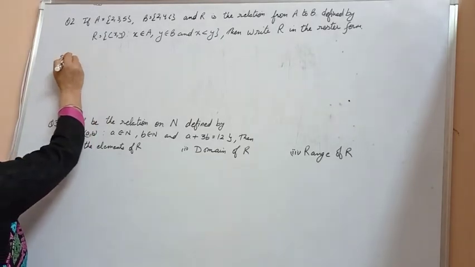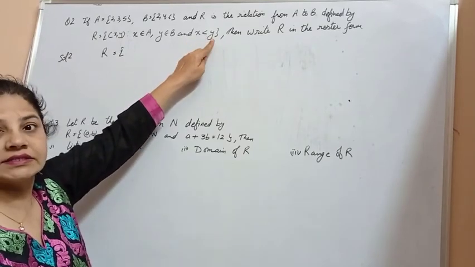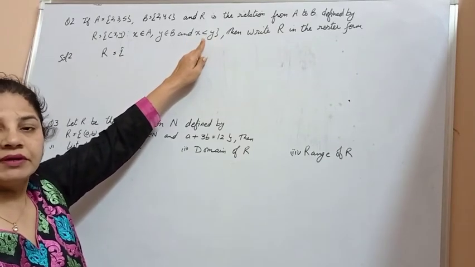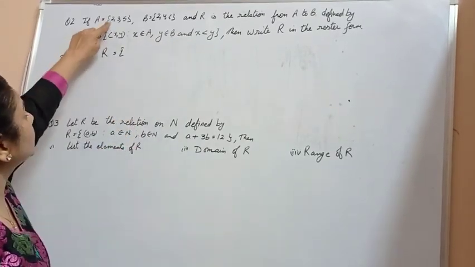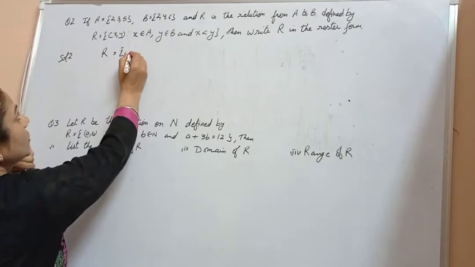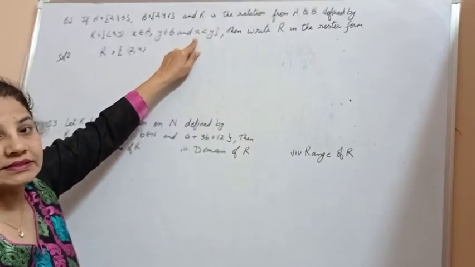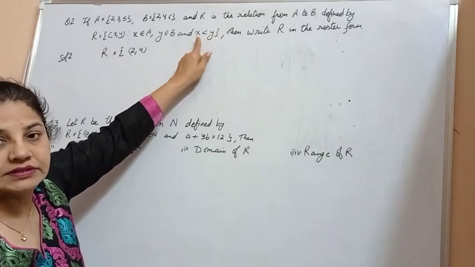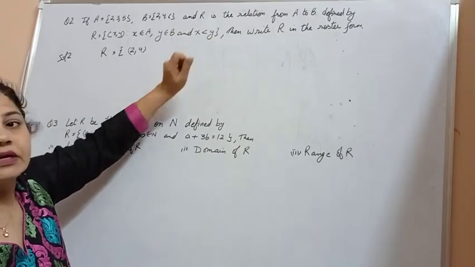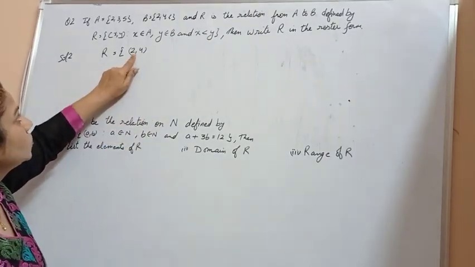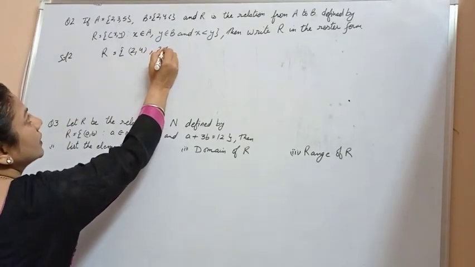So in roster form, since the relation is x is less than y, the element of B should be greater than the element of A. If I take 2, I cannot take 2, I will take 2, 4, because x is less than y, or you can say y is greater than x. That means (2, 4), here 4 is greater than 2. Next is (2, 6).